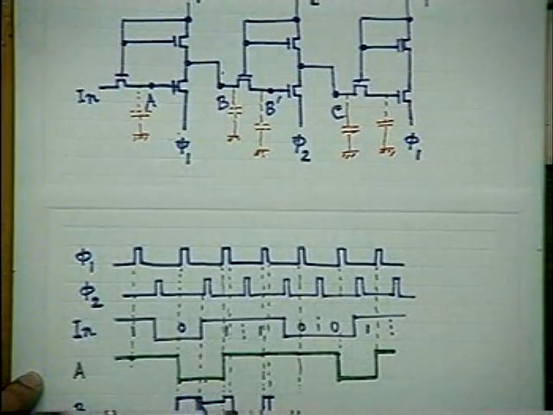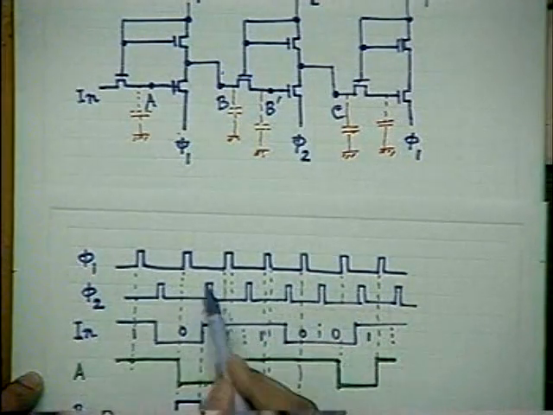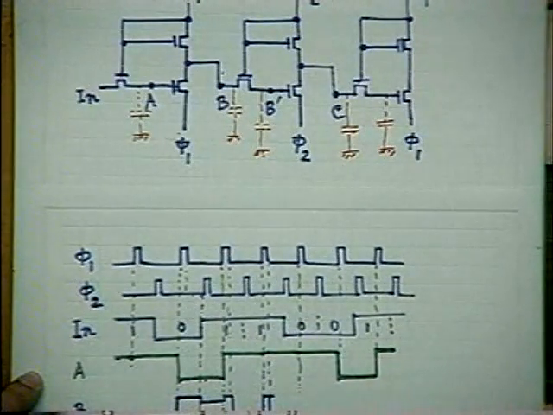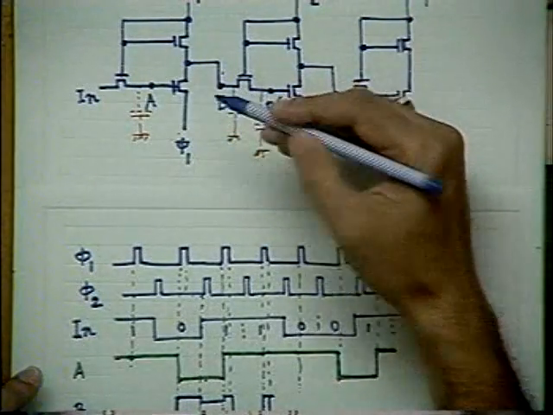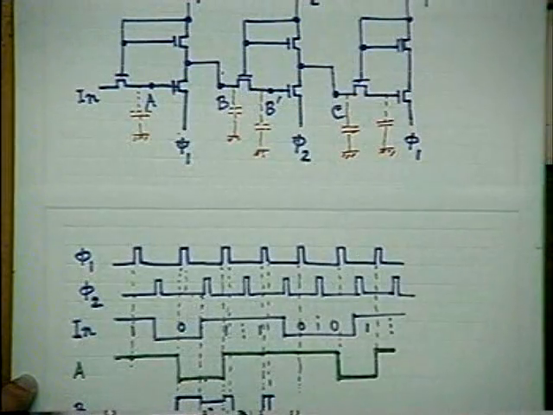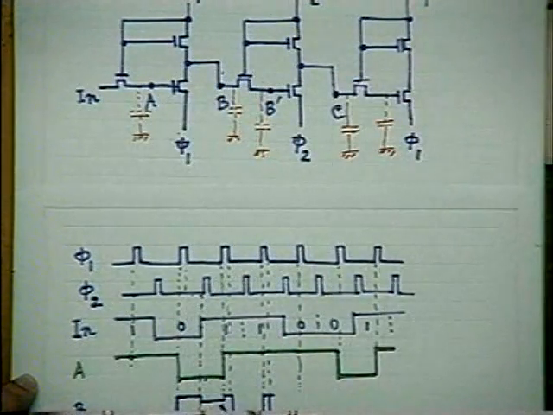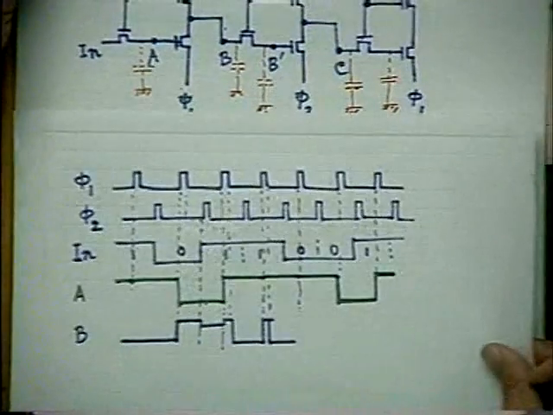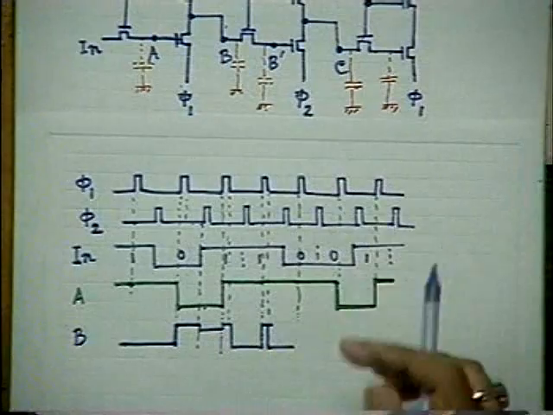This will continue till phi 2 becomes high. From this time to this time, both phi 1 and phi 2 are 0, which means this is off and this is off. Whatever potential is there will be held because of the capacitive storage. Then at this instant, phi 2 is on for a short time. So naturally, charge sharing will take place, and that will give rise to a small fall.